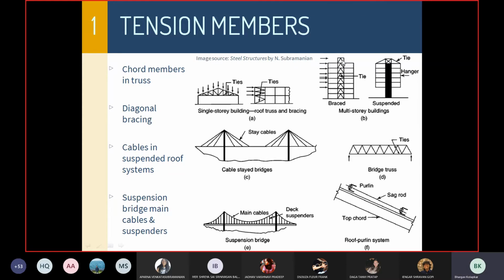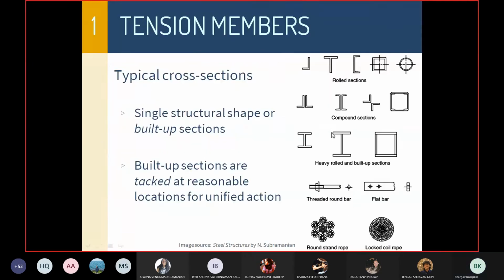meaning that whenever there's a lateral load, the members on this side would be under compression, and the members on this side would be under tension, and this is a lateral resisting system of a building. So all the members which are on the left side of this particular sketch are the tension members. Then if you're suspending anything, your roof, or any slab from above, all these hangers are tension members. So there are many examples of tension members in structures that are commonly built.